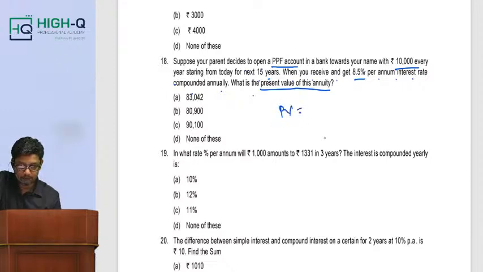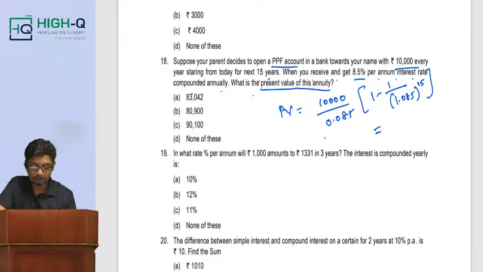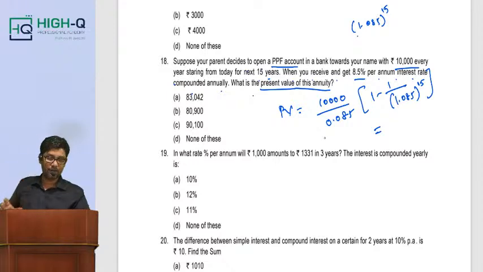So here, find the present value: 10,000 divided by rate of interest. What is the rate of interest? 0.085. 1 minus 1 by 1.085 whole power for how many years? 15 years. Can anyone help me to calculate this, my dear? Because my calculator is not working properly. So what exactly is to be done? First you will be finding 1.085 whole power 15.